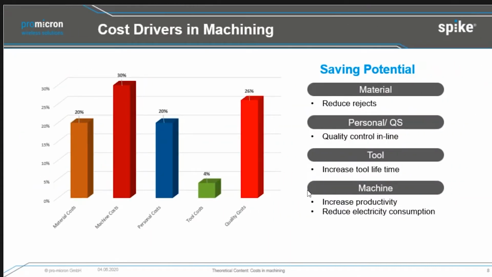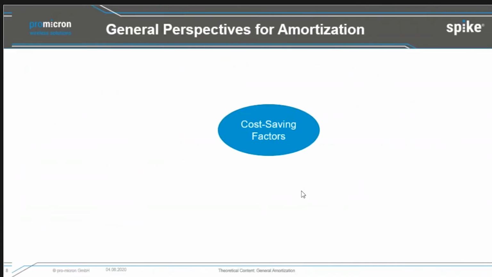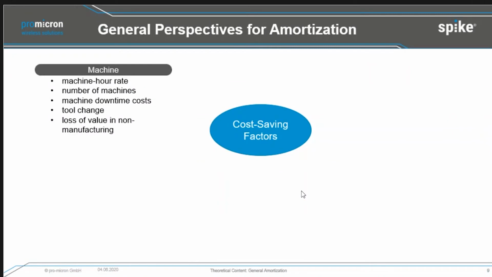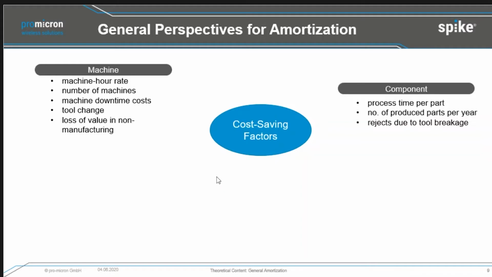Well, let's say the most common cost drivers in machining are, of course, material costs, personnel costs or quality-related costs. Tool costs also make up a small amount, and of course, machine costs. Now, what causes these problems? Machine: we have the machine hour rate, the number of machine downtime costs, how often we have to change our tool, or, as said, non-value added operations that must be done on our machine. These will lead to higher machine costs.